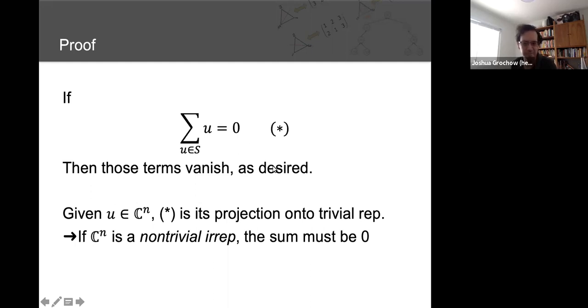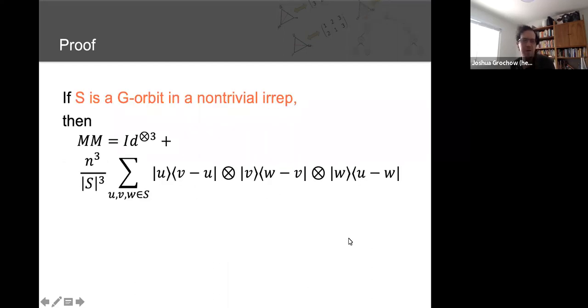Now, if this was an orbit of a representation, summing over things in the orbit is just projecting a vector onto the trivial rep. And if this was a non-trivial irrep, that projection has to be 0 because there is no trivial rep to project onto. Again, if you don't like the representation theory, you can just say this is another condition we want.